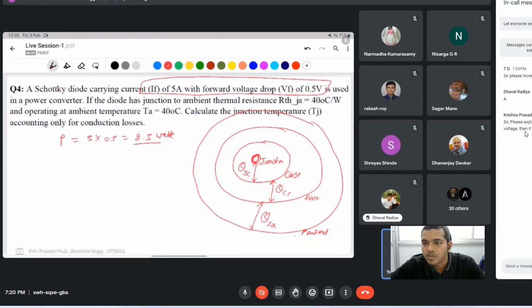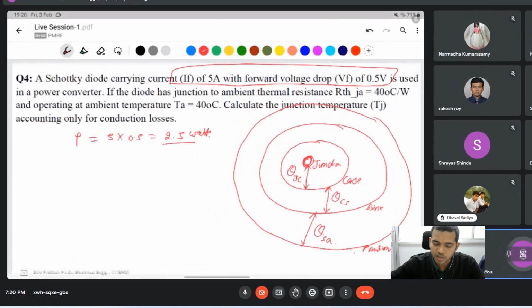There's some more questions asked about the average power. When the diode is subject to a sinusoidal voltage, then average power is to be taken. I will explain further, don't worry about that. Where you use the average quantity and where you use the RMS quantity of any signal, sinusoidal signal, square wave signal, or DC signal, I will explain further in the next question. Explain the first question.